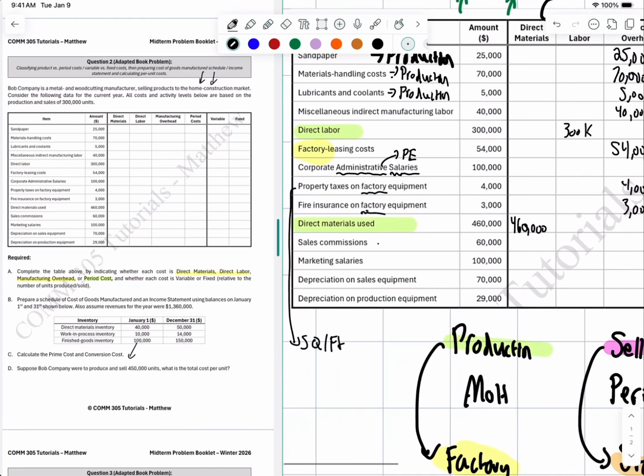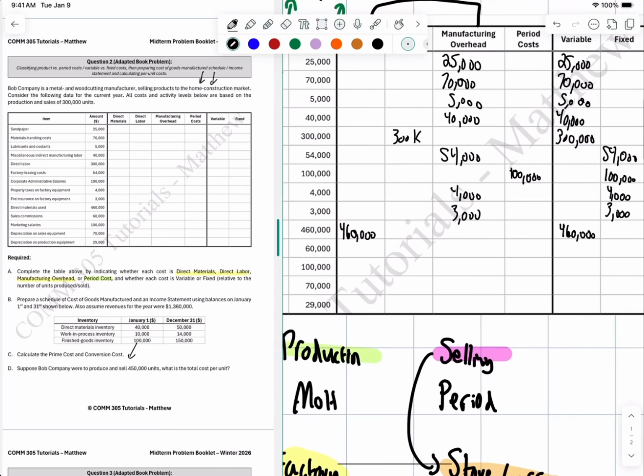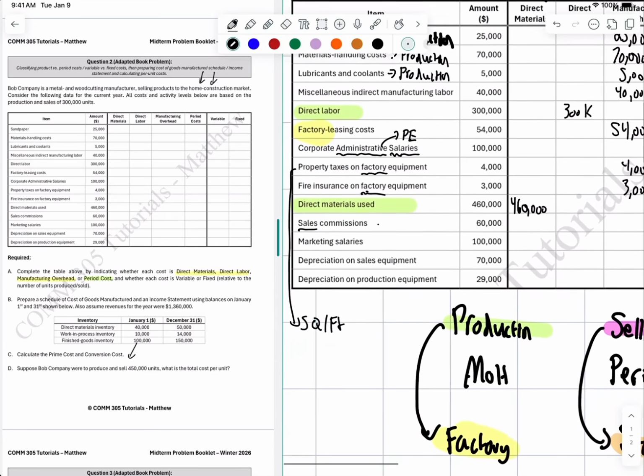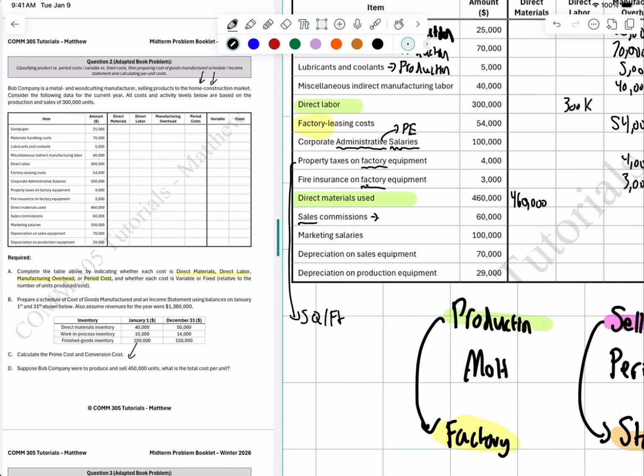Next, sales commissions. So, guys, sales commissions, is that a product cost or period cost? Well, sales commissions is a period cost, because it's literally related to selling, and it's variable. Your sales commissions change based on the amount of units you sell. Since sales commissions are unit-based, the more that your employees sell, the more you have to pay them. That's going to vary based on your units sold.